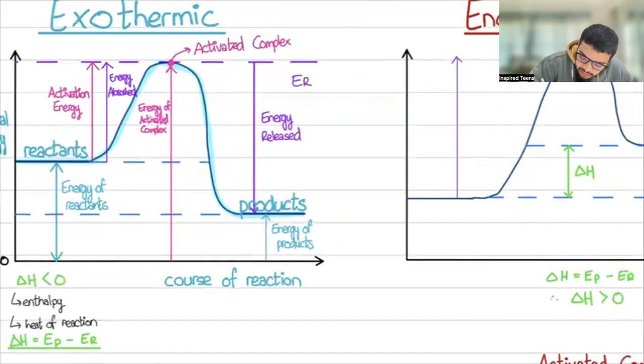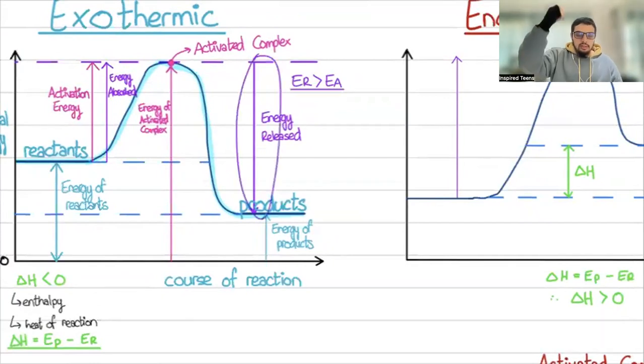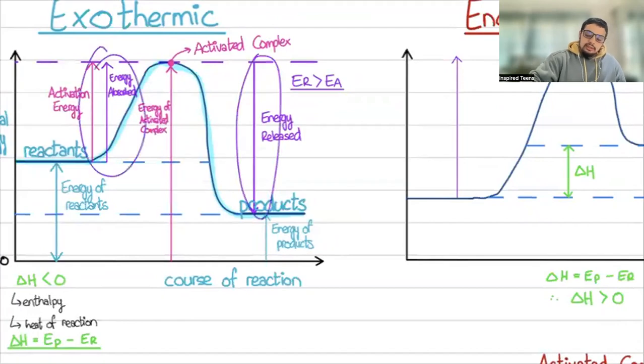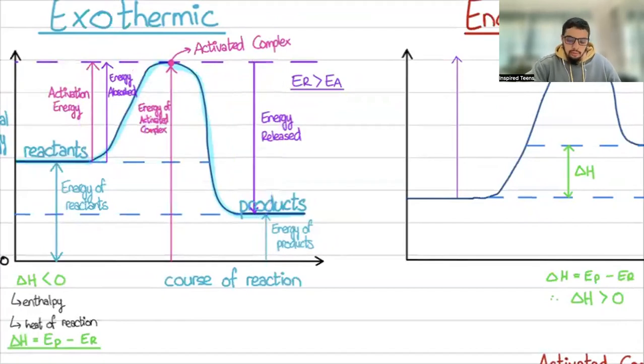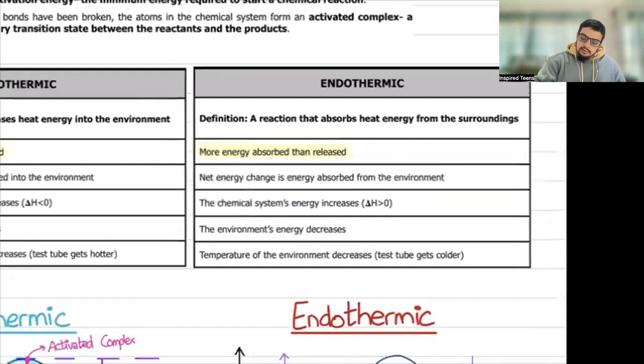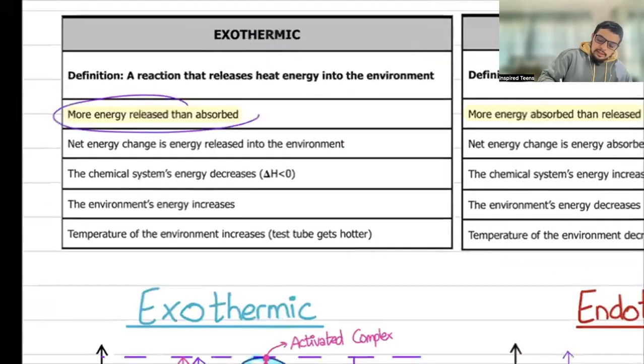The energy released is greater than the energy absorbed for this particular graph. We can see that more energy is released. Don't worry about the direction that it's released in. It is more than the energy absorbed, and that tells us more energy released than absorbed is an exothermic graph.